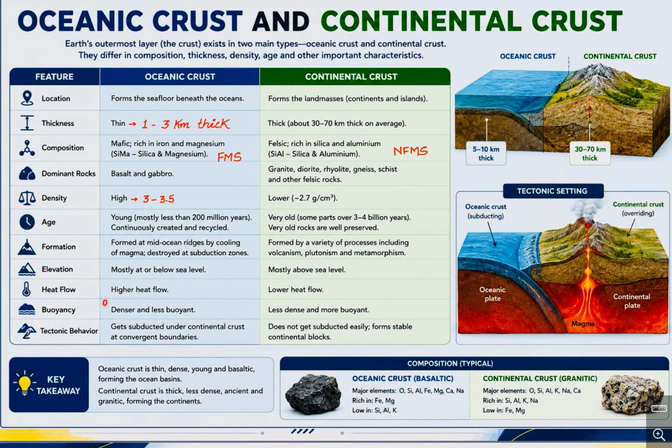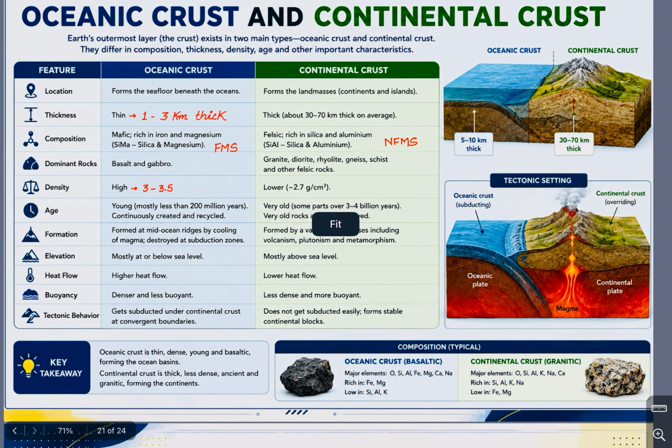In buoyancy, these are denser. Now, since they are dense, obviously they will be less buoyant, and these are less dense, so obviously they will be more buoyant. I have already explained the tectonic behavior. So these were basically the key differences between the oceanic crust and the continental crust.